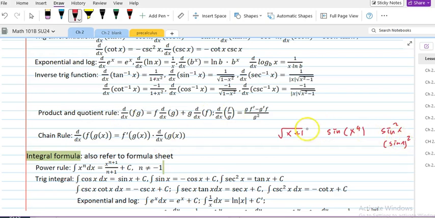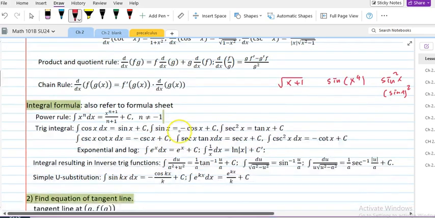So if you have a function like this, it is not a product or quotient, it is a function composition. Then you would take the derivative of the outside function, keeping the inside function constant, and then multiply by d/dx of the inside function.